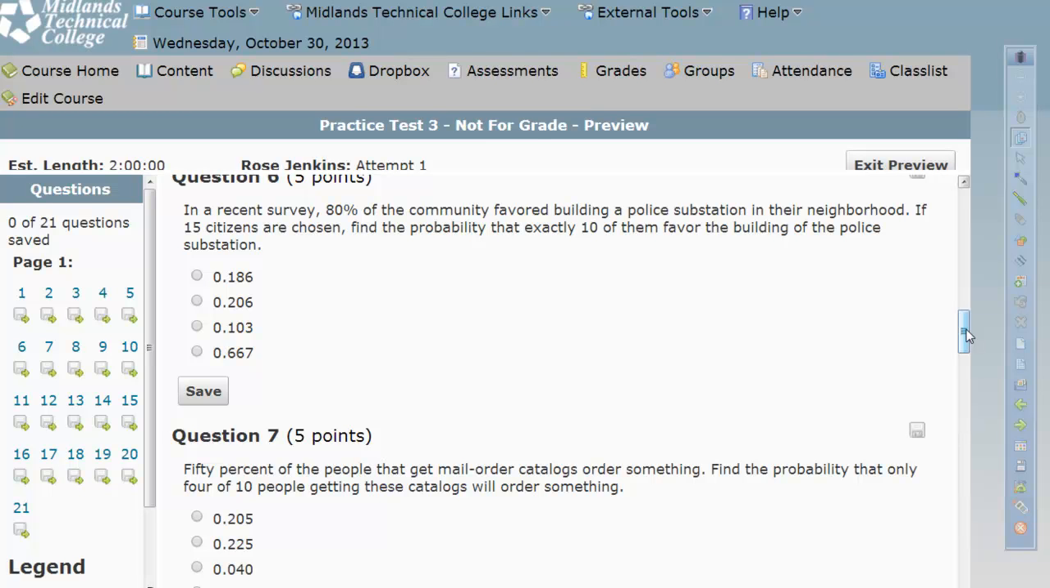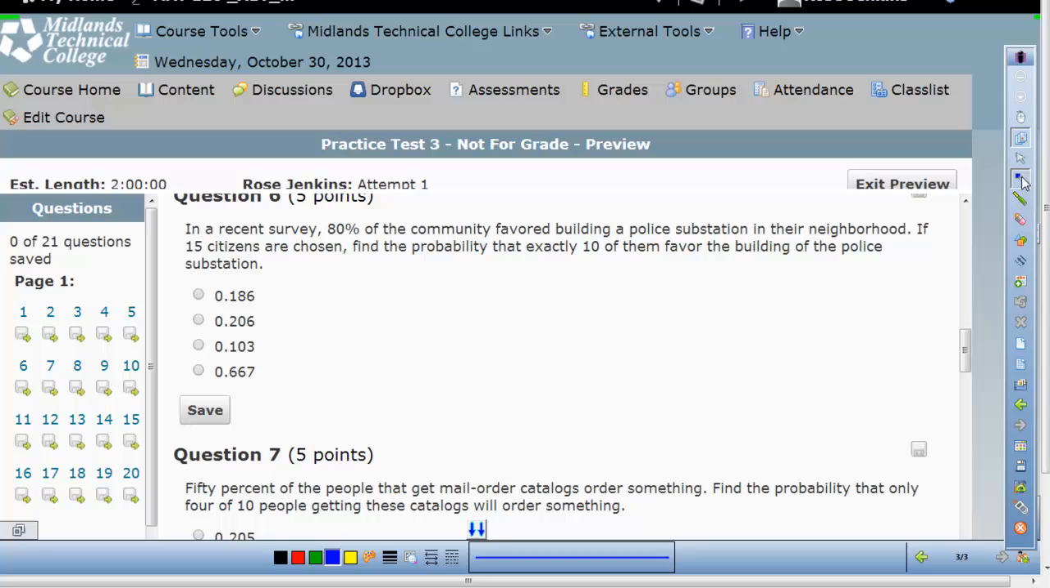Okay, do we have a fixed number of trials? Yeah, we're looking at this as it relates to when we talk to 15 citizens. So we have a fixed number of trials. What about the probability of success? Is it the same from trial to trial? Yes, okay. And if these people are randomly selected, then they are independent. What one says has no bearing on what the next person is going to say. All right? And it doesn't affect that probability. So this is binomial. And so we're looking for the probability that exactly 10 of them favor the building of the police substation.